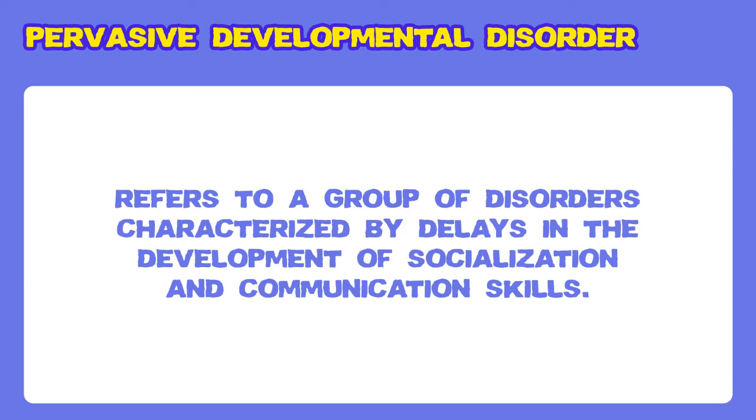Next, the pervasive developmental disorder. This refers to a group of disorders characterized by delays in the development of socialization and communication skills. The pervasive developmental disorder, or PDD's, effects on the child may be observed as early as the infancy period. Symptoms may include problems with using and understanding language, difficulty relating to people, objects, and events, unusual play with toys and other objects, difficulty with changes in routine or familiar surroundings, and repetitive body movements or behavior patterns.